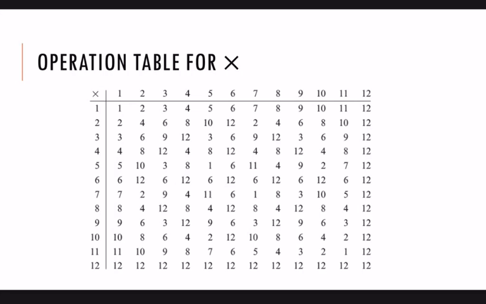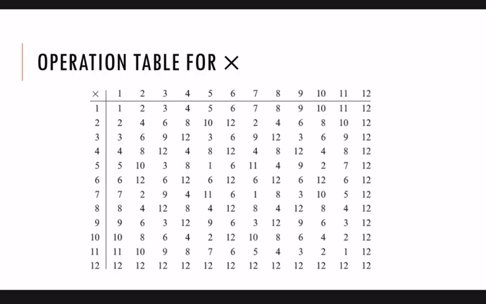All right, here's an operation table for multiplication. Everything looks good at first up to a certain extent. I want to say this stops right around here, somewhere around here. It looks similar to a normal multiplication table, and then from there we switch over to clock numbers.